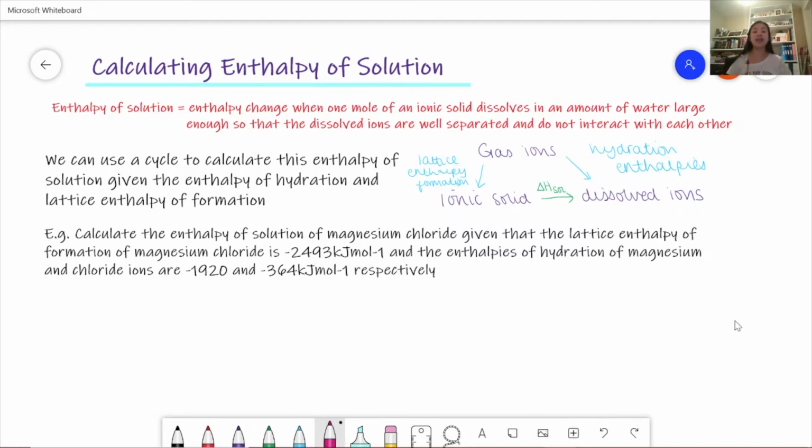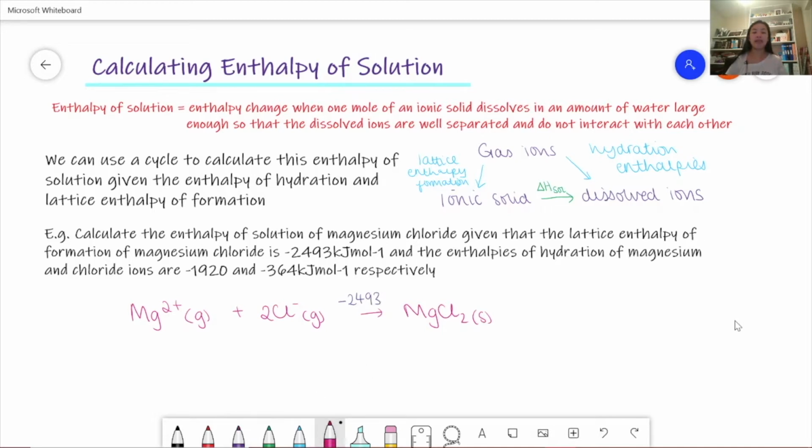Your cycle can look like the one I've just drawn, or it can be slightly rearranged. So I quite like to have the gas ions at the top and the ionic solid at the top. So I would write it like this. So you would have Mg2+ ions, and these would be gaseous. And then I'm going to add them with chloride ions, which are also gaseous, to form this ionic solid, the magnesium chloride, which is a solid. And then I balance it using 2 chloride ions, and this will be my lattice enthalpy of formation. So this will be my minus 2493.